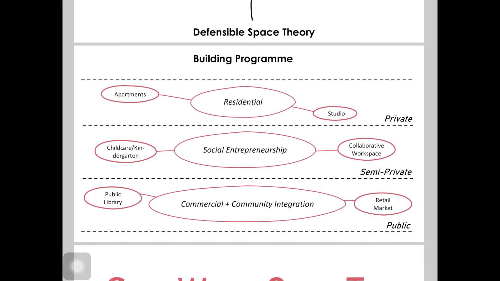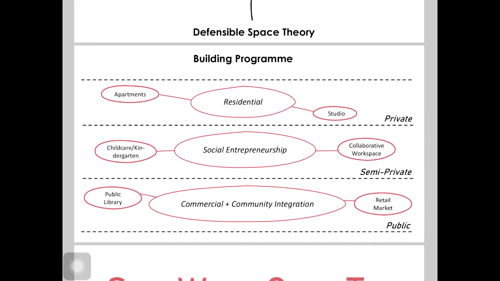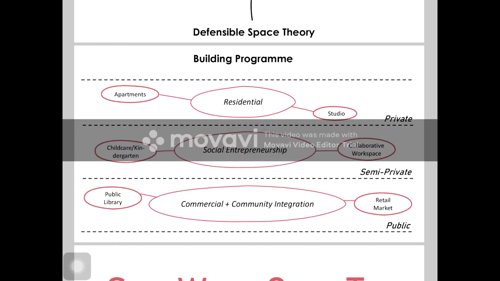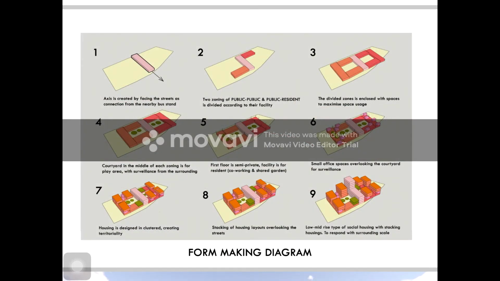This is my building program. I have separated it into 3 zonings vertically, which means that the ground floor area is for public, the first floor area is for the semi-private, which is open for the residents, and the second floor and above is for the private residents. So now I'm gonna explain my form making diagram.